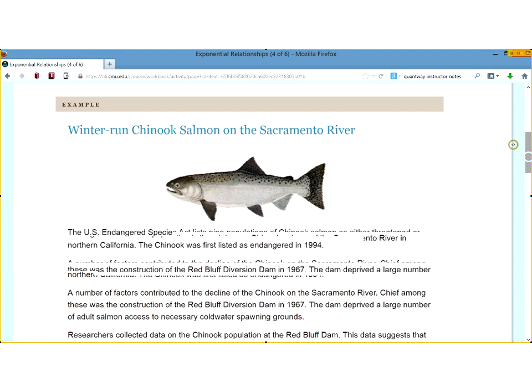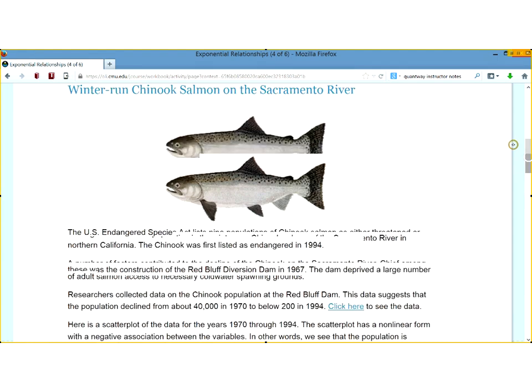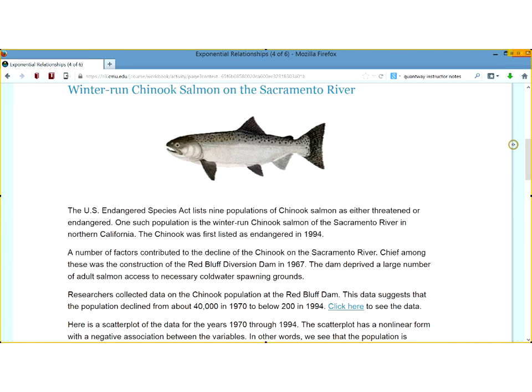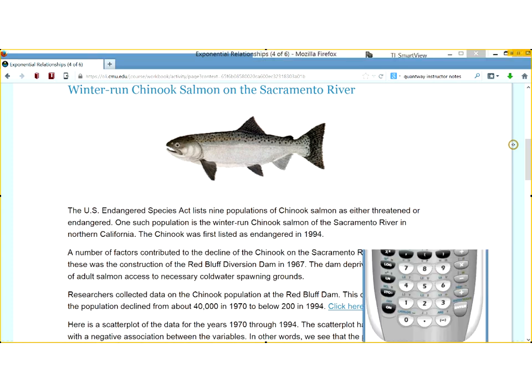We're East Coasters, so we don't think about salmon very much, but salmon are fish that live in the salt water, but they breed in fresh water, so they always have to swim upriver to breed at certain times of year.